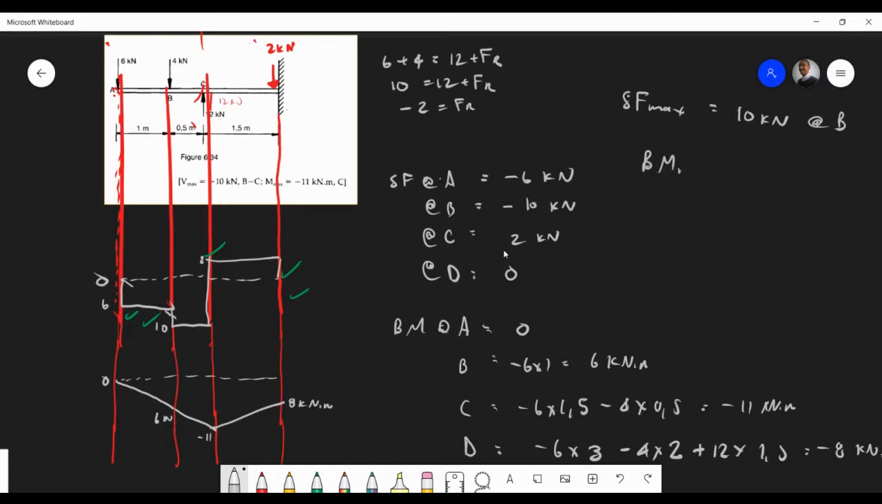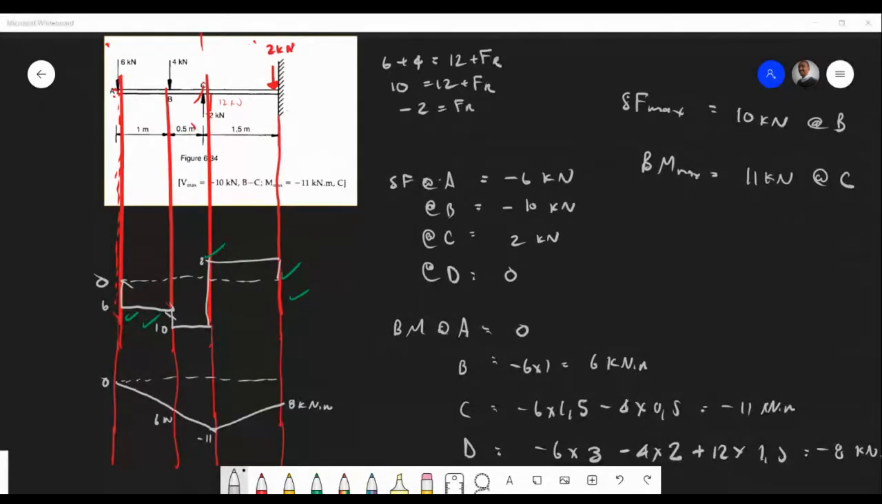And then our BM max is going to be at C, 11 kilonewton meter at C. Remember the signs. What it means is the way the beam is bending or how it's shearing. But the magnitude is still what's important. It's all about the magnitude, the absolute number. All the sign does is tell you how the beam is bending at that particular point.